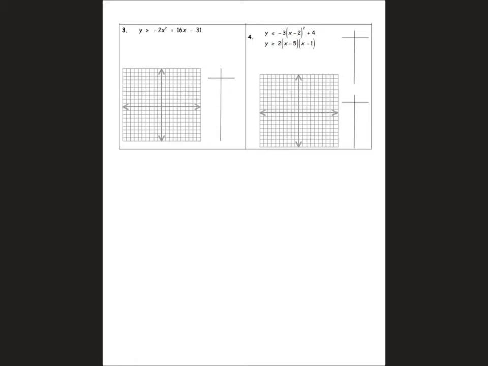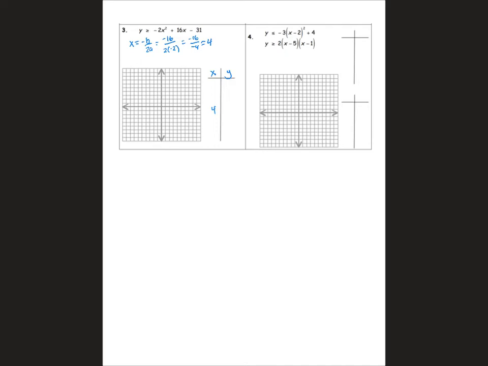All right, now since it's in standard form, we need to find our vertex, and to do that, we'll find our axis of symmetry by doing x equals opposite of b over 2a. So the opposite of 16 is negative 16 over 2 times a, which is negative 2. So we get negative 16 over negative 4, which is positive 4. So I know my vertex is at 4 comma something.